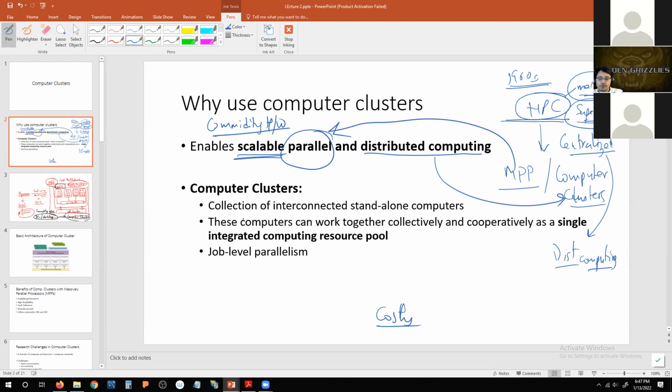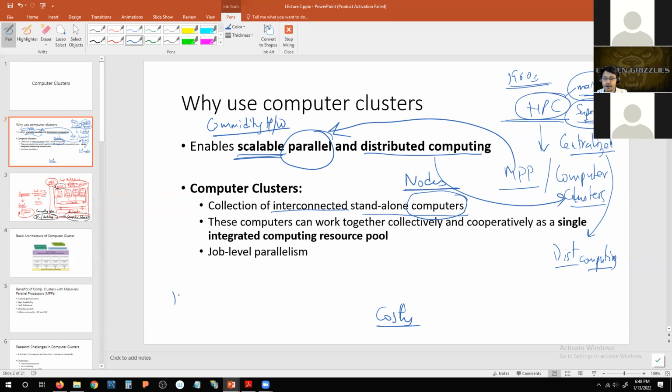So what are computer clusters then? It is basically a collection of interconnected standalone computers. Most of the time we are going to interchangeably call the computers nodes. Please keep in mind that we are going to interchangeably use the term nodes within computer clusters, and that is basically going to represent the computers themselves. And just the interconnection of different nodes does not constitute a computer cluster. This is a very important distinction.